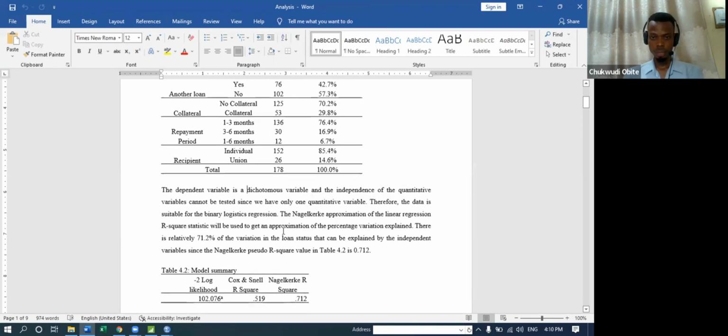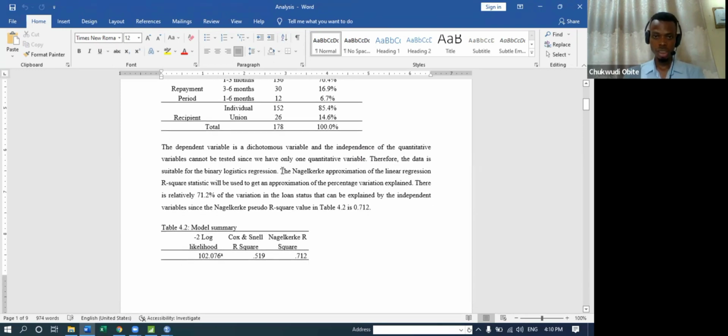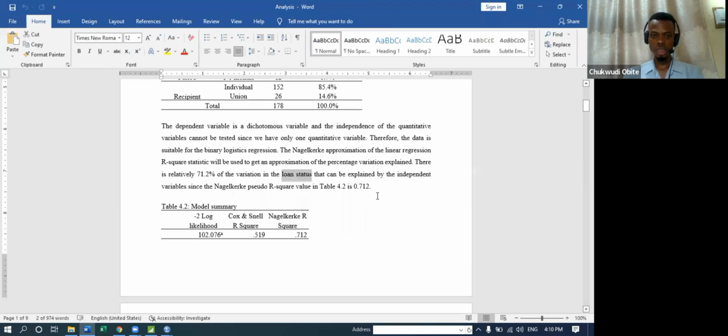Then this is the goodness of fit of the model. For goodness of fit, we are using the pseudo R-square. I interpreted the last one, and I've taught you how to explain R-square. The approach is trying to mimic the normal R-square that OLS uses. It is used to know the percentage of variation explained. So relatively, we have 71.2% of the variation of the dependent variable, and the dependent variable here is loan status, that can be explained by the independent variables.